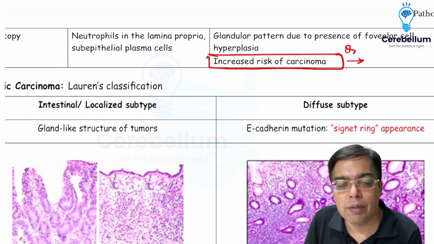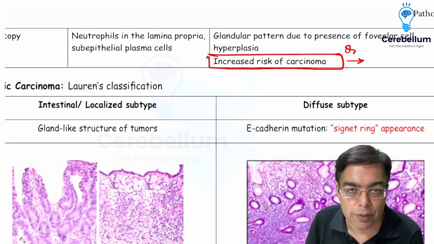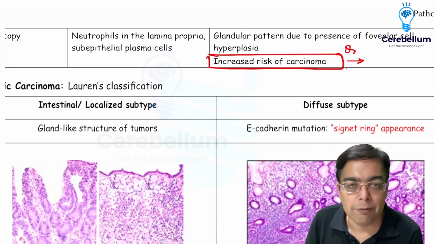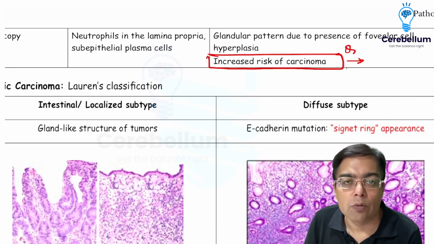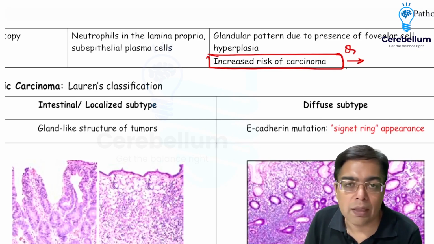If the patient has gastritis, of course, it is followed by an inflammatory response. Typically, you would have the presence of neutrophilic infiltration in the lamina propria. You would have the presence of subepithelial plasma cells. Having said that, we need to be familiar with type A gastritis, which is associated with an autoimmune etiology. Those patients would typically have a condition like pernicious anemia.